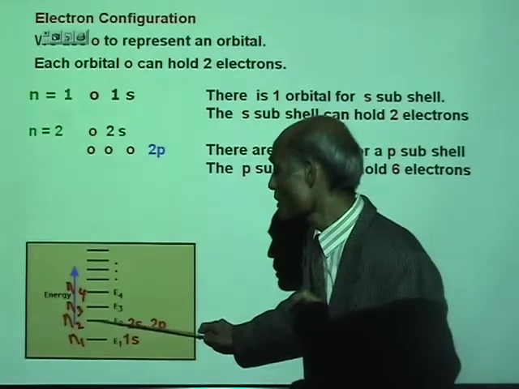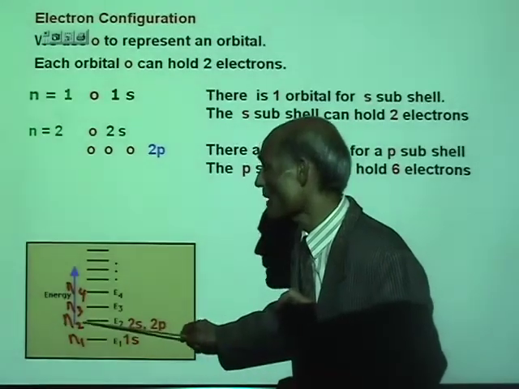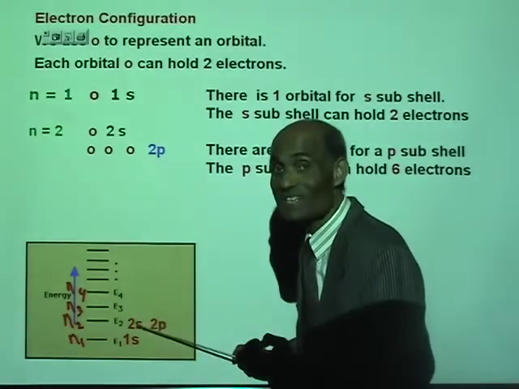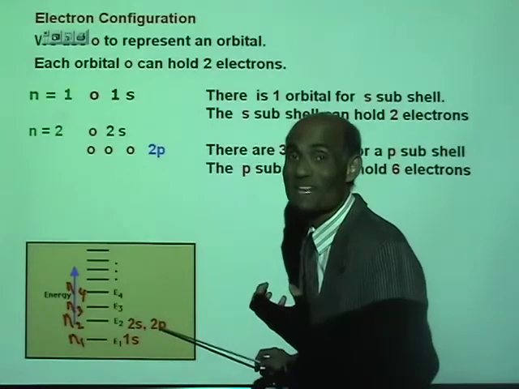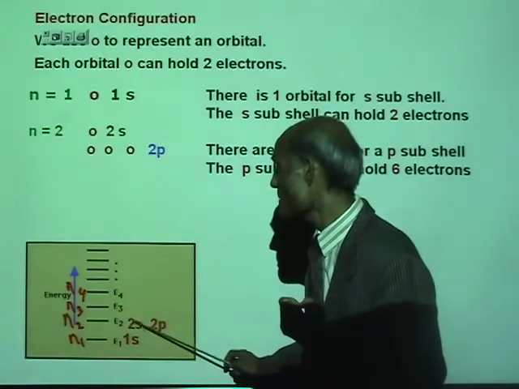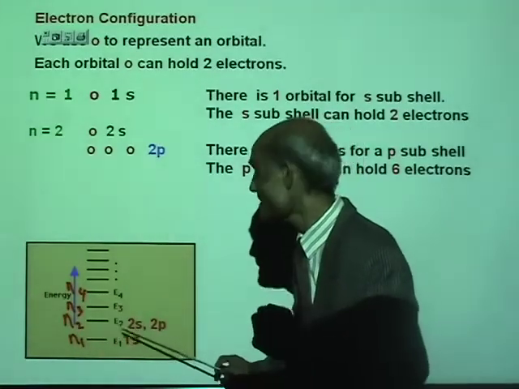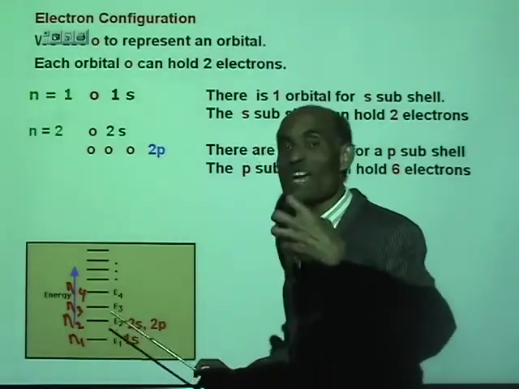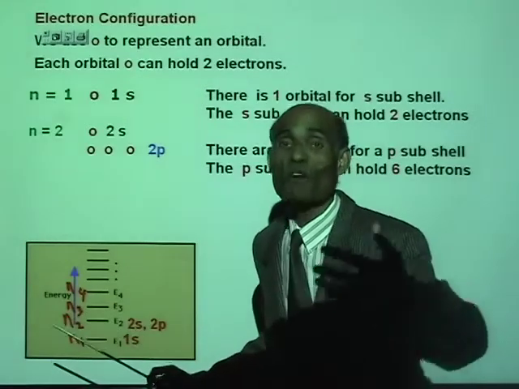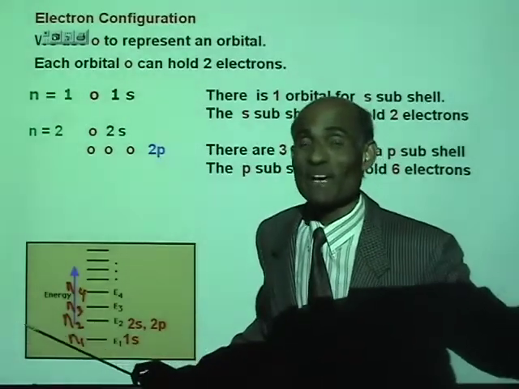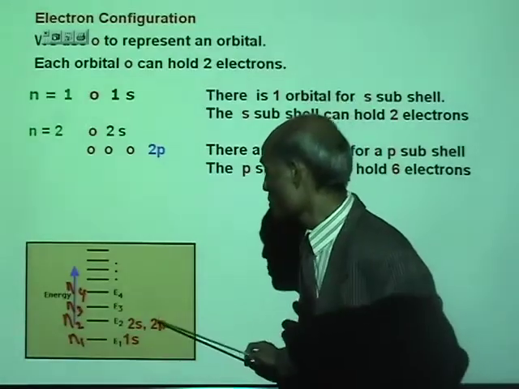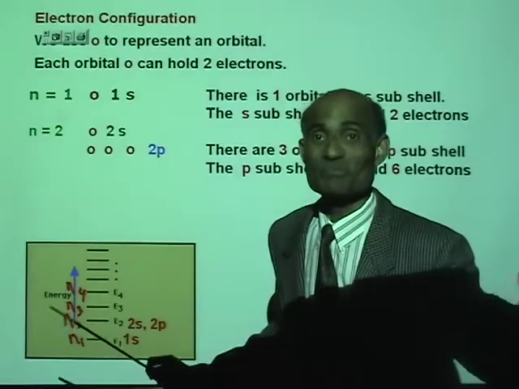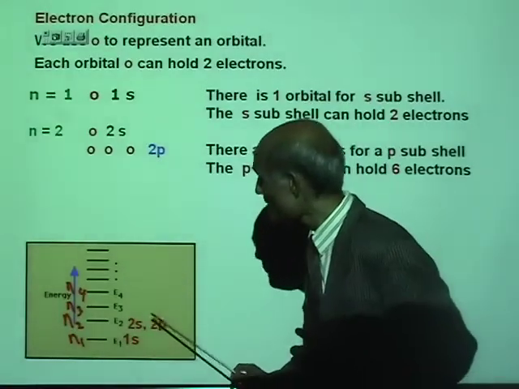And the energy level corresponding to n equal to 2 can have an S subshell and a P subshell. And we denote them by calling them 2s and 2p. What does 2s stand for? 2s means the S subshell of the n equal to 2 energy level. 2p means the P subshell for n equal to 2. Now, how many electrons can there be?